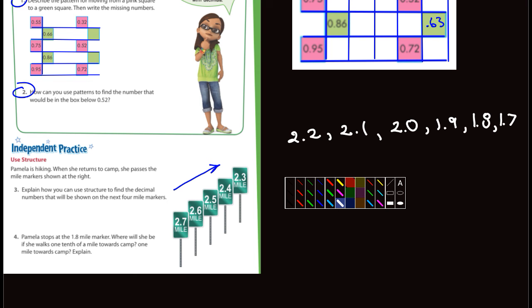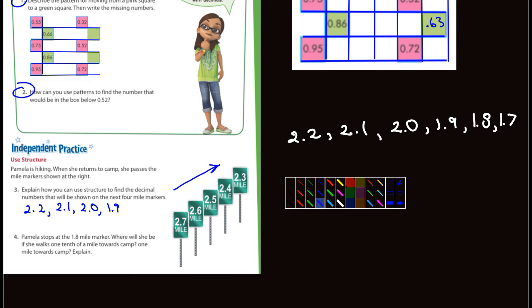All right. So the next 4 mile markers, what would that be? That would be 2.2, 2.1, 2.0, 1.9. All right. Pamela stops at the 1.8 mile marker. Where will she be if she walks 1/10 of a mile towards camp? Explain.